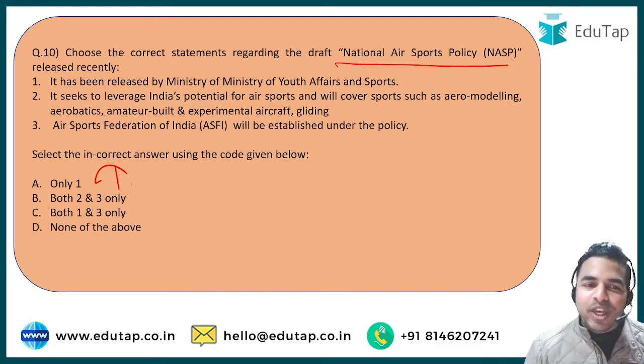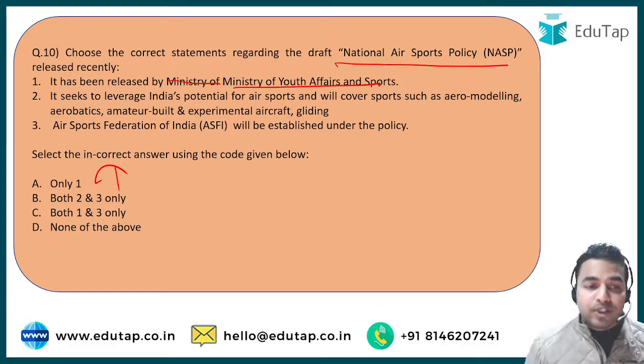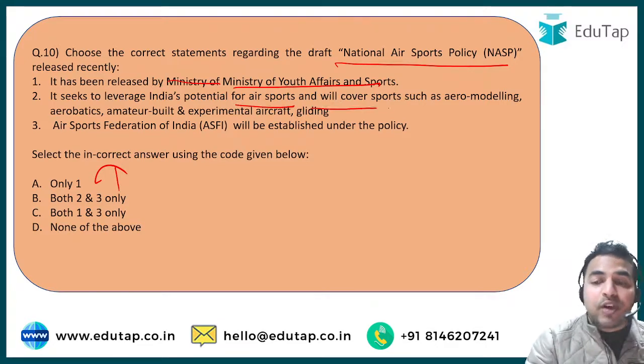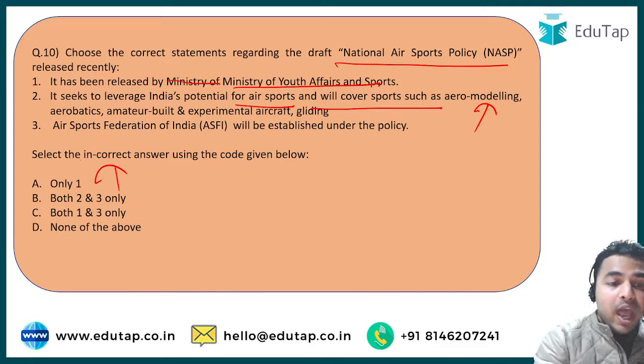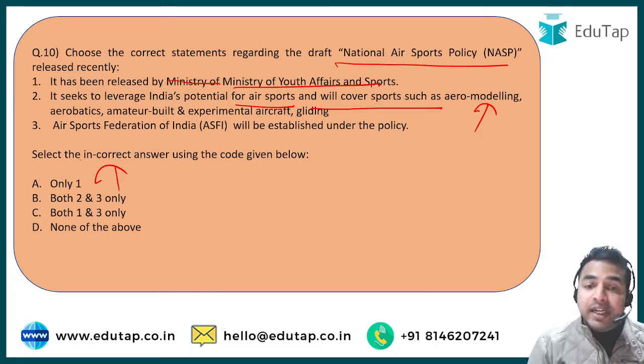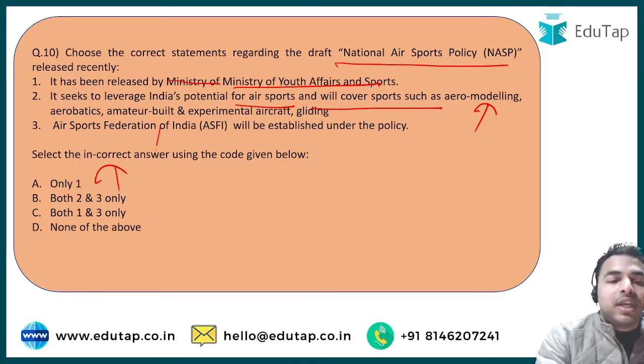Here you can see the very first statement says that it has been released by the Ministry of Youth Affairs and Sports. Then what exactly is the aim of launching this draft policy? It was to leverage India's potential for air sports, and will cover sports such as aero modeling, aerobatics, amateur built and experimental aircraft, gliding. The third statement says that under this National Air Sports Policy, they are going to establish an Air Sports Federation of India.